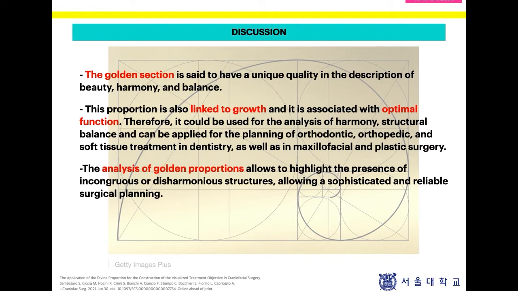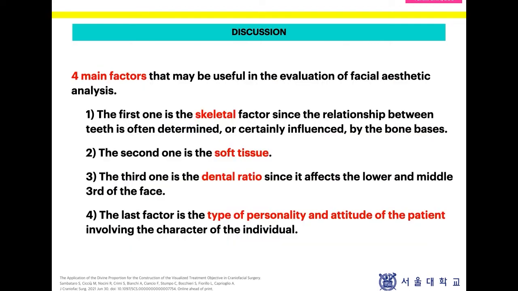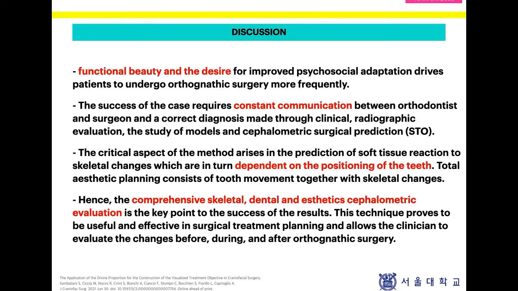The analysis of golden proportion allows us to highlight the presence of incongruous or disharmonious structures, allowing sophisticated and reliable surgical planning. There are 4 main factors that may be used in the evaluation of facial aesthetic analysis. The first one is the skeletal factor, and the second one is soft tissue. The third one is the dental ratio. The last factor is the type of personality and the attitude of the patient, involving the character of an individual.